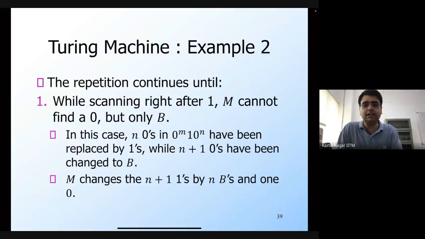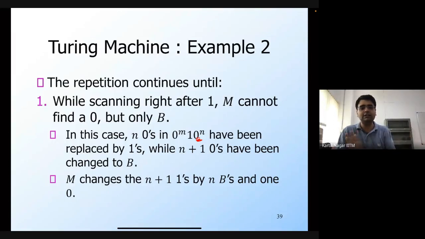So in this case, the n zeros in 0^m 1 0^n have been replaced by 1s, which are these n zeros, and n plus 1 zeros have been changed to blank. Remember that when I make this left to right pass, I convert the leftmost zero to a blank, and then I search for another zero to the right of 1.